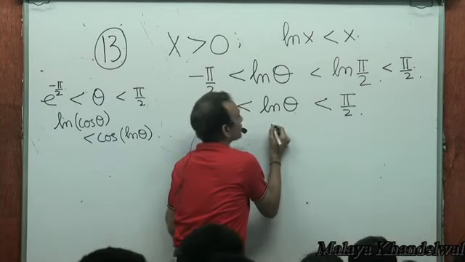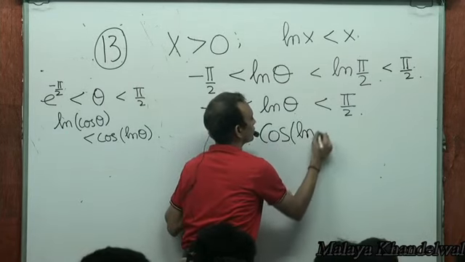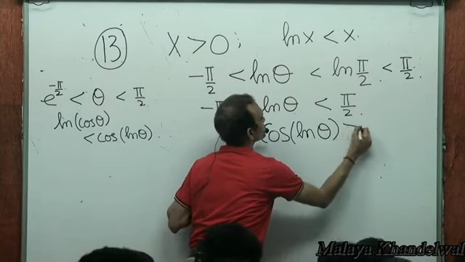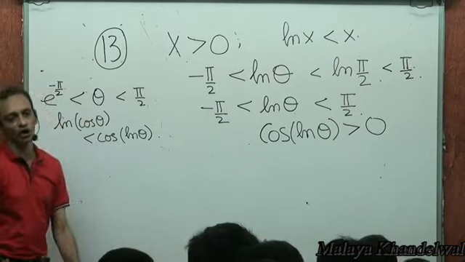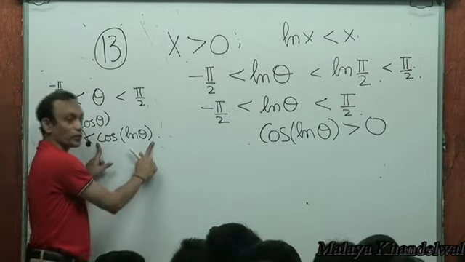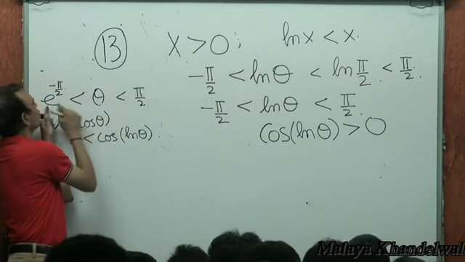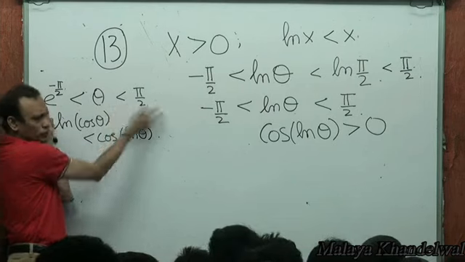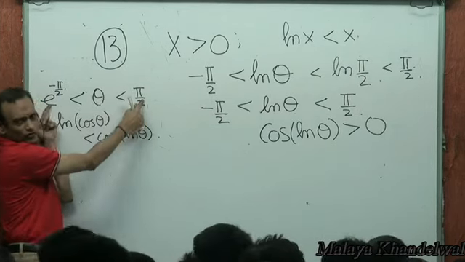So which means cos of ln theta will always be positive. Clear? So this is always a positive number. Right? Now in this interval, theta also lies from 0 to pi by 2. Theta is in the first quadrant only.